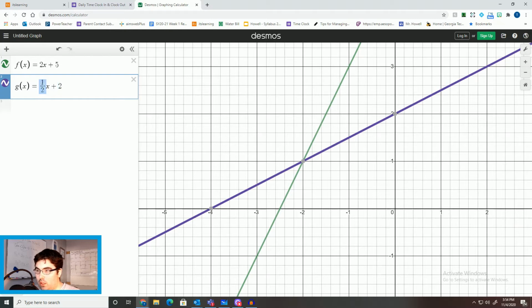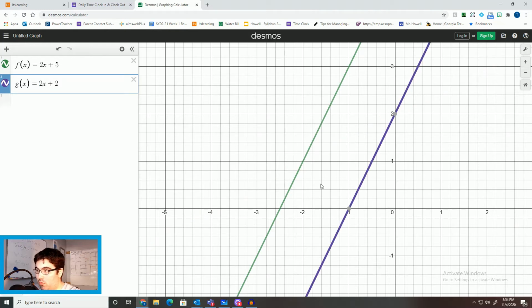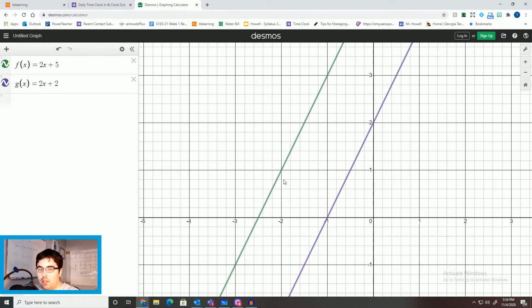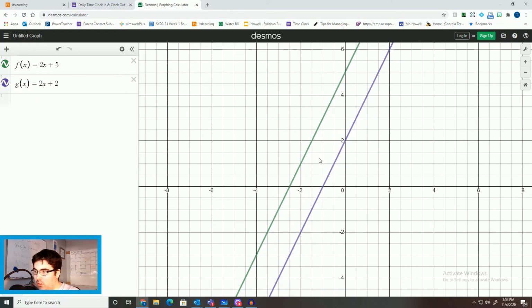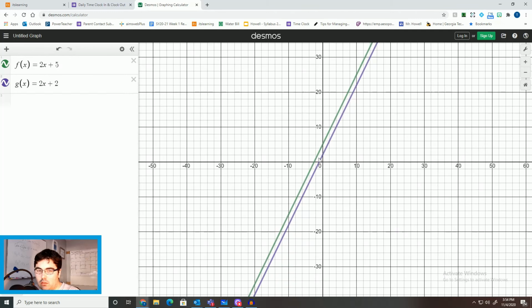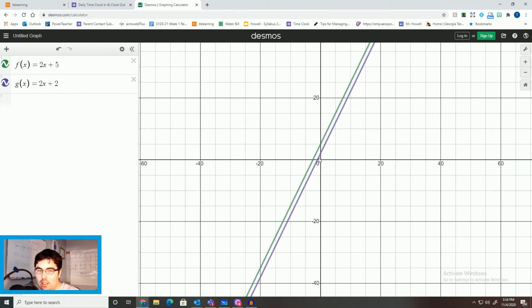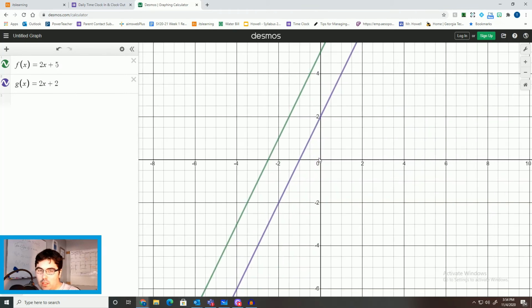If I change its slope, so right now it has a slope of 1/2, whereas our green function f has a slope of 2. If I change this slope of 1/2 and make it the same, 2, well, now you see that the lines are side by side. And there's no obvious intersection here. That doesn't mean they don't intersect, because I need to zoom out and make sure they're not intersecting somewhere else. If I start zooming out, it becomes pretty clear that these lines never intersect.